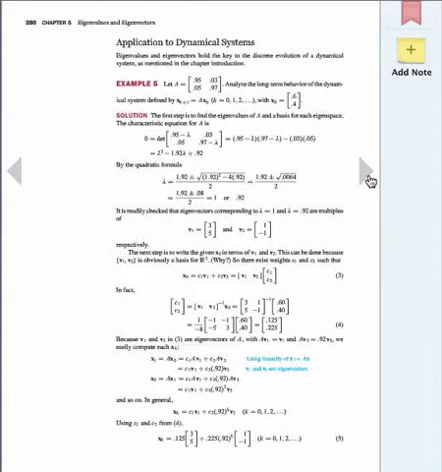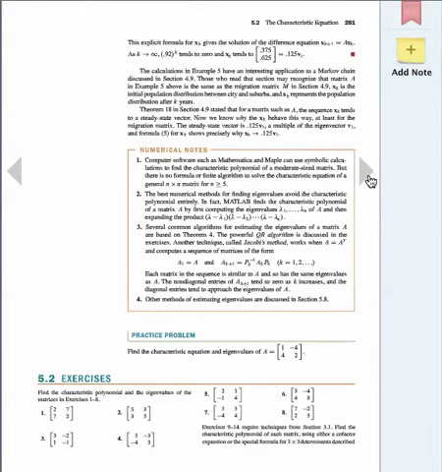You can ignore the part about the application to dynamical systems. So that kind of ties up that section.